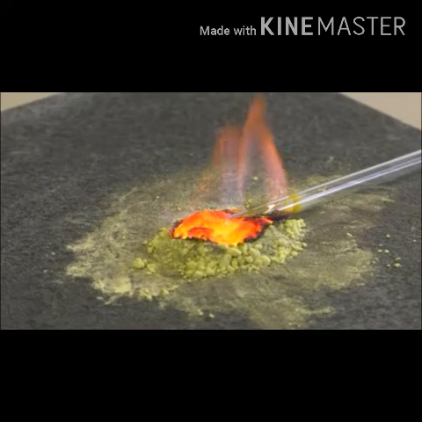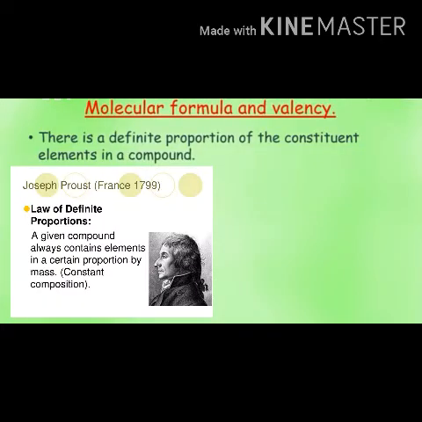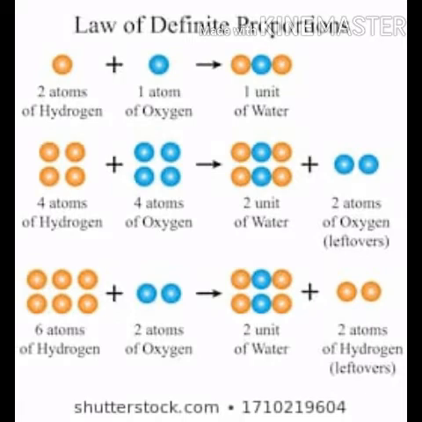Molecular formula and valency. There is a definite proportion of the constituent elements in a compound. A certain number of the atoms of the constituent elements are joined to each other in a molecule. For example, if two atoms of hydrogen and one atom of oxygen combine together, they make one unit of water or one water molecule. And if 4 atoms of hydrogen combine with 4 atoms of oxygen, then it will make 2 molecules of water and 2 atoms of oxygen will be left.